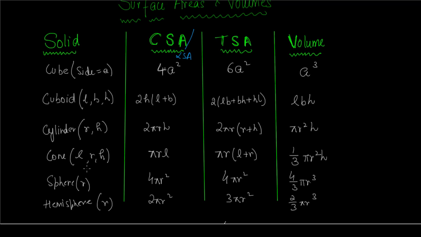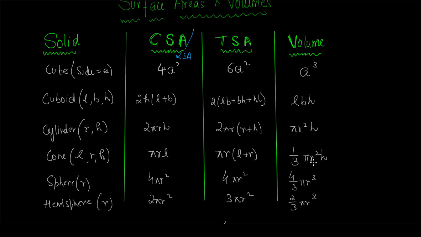Cone. Cone has 3 dimensions. It has a slant height, which is the height of the curved surface, or the slanting height. Then we have the perpendicular height, right? We've learned this, and then the radius of the base. So there's one circular base and there's one curved area. So CSA is pi RL, right? That's pi multiplied with the radius of the base and the slant height. And for TSA, you consider the base also. So pi RL plus pi r square. So pi r common, (L plus r). And volume is 1 by 3 pi r square h.